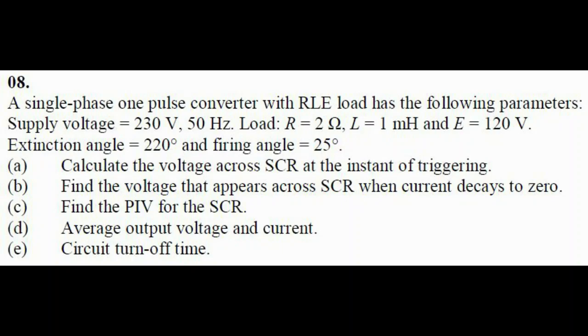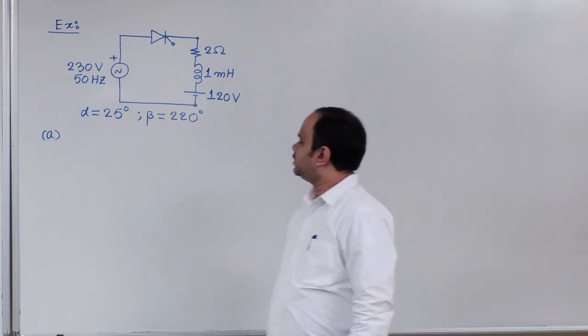First question, calculate the voltage across SCR at the instant of triggering. Second one is, find the voltage that appears across SCR when current decays to 0. Next, PIV, average output voltage and current, and circuit turn off time. Now, let us look into the solution.